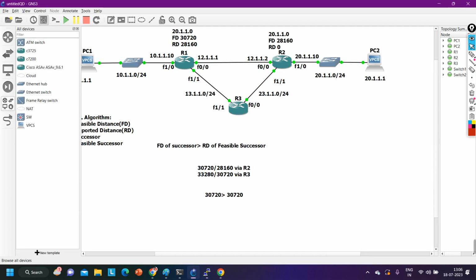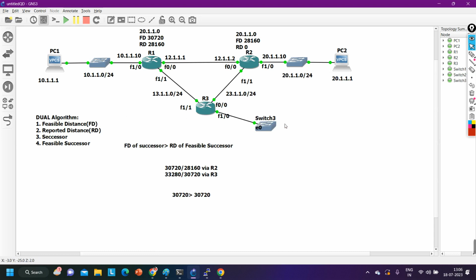See, if I connect one switch here on router number 3, and here also I run the same network command, let's say the same network, 20.1.1.0/24. So what will happen? Both router 2 and router 3 will advertise the same network information to router number 1.